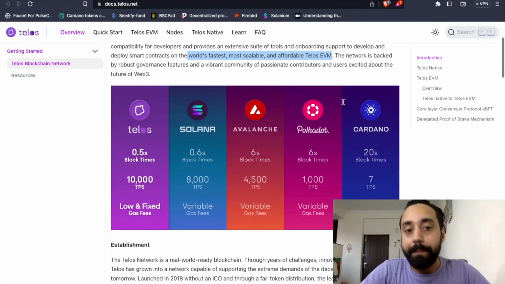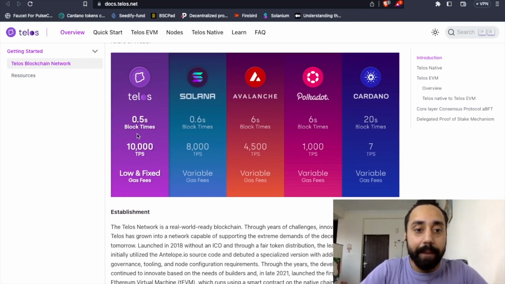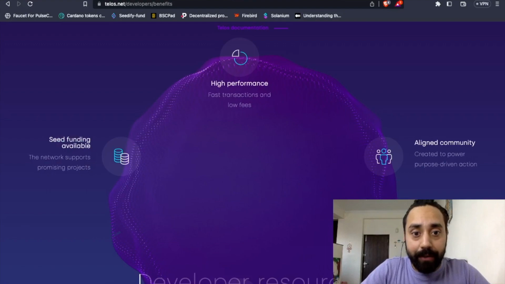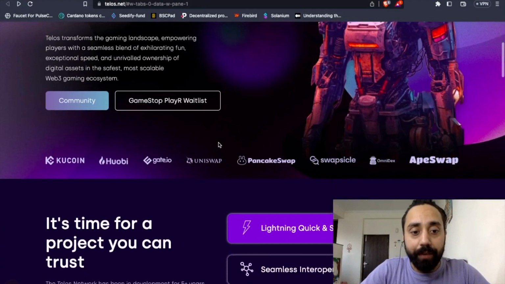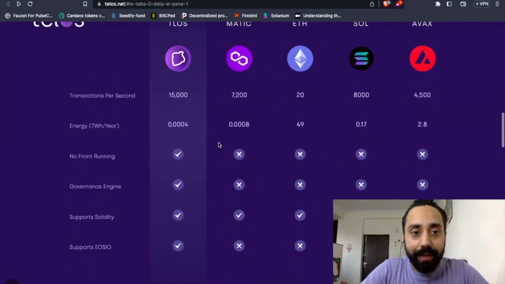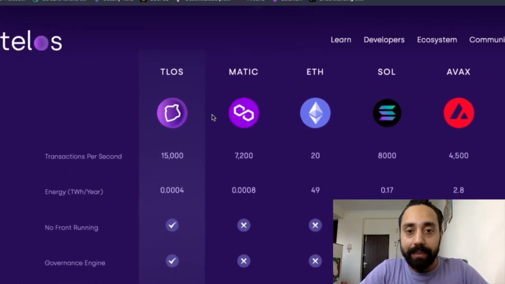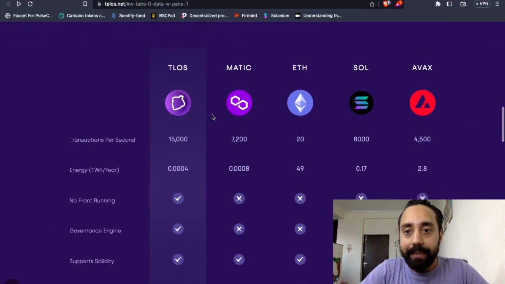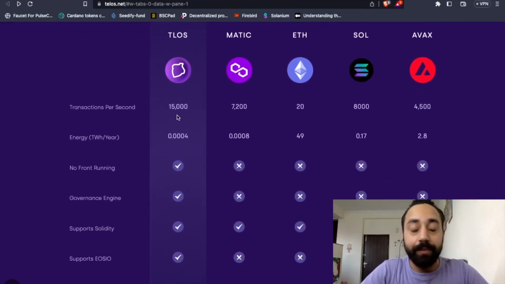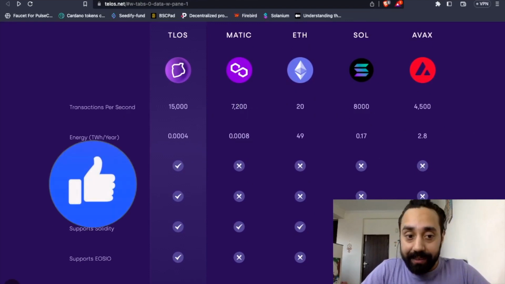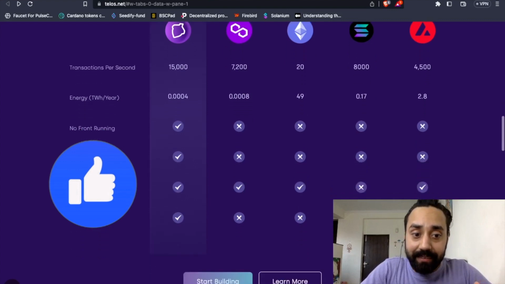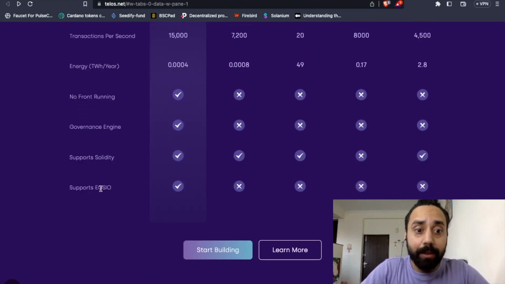Now you can see the comparison right over here: the block time, the TPS and the gas fee. If you want to go into detail, you can go to the main website of TLOS, where the comparison is made, so you will get an idea how good this blockchain is. You can see TLOS, Matic, ETH, SOL and AVAX. The transaction speed is 15,000, Matic is 7,200 guys, and SOL is 8,000. It has the lowest energy consumption, a governance engine, and it supports Solidity and EOSIO.